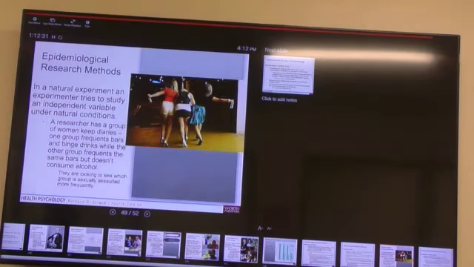In a natural experiment, an experimenter tries to study an independent variable under natural conditions. A researcher has a group of women keep diaries. One group frequents bars and binge drinks, while the other group frequents the same bar but doesn't consume alcohol. They are looking to see which group is sexually assaulted more frequently. As you can guess, which group gets attacked more frequently? It's the drinkers. For some reason, drunk women make men mad. I have no idea why, but men are more likely to attack them.